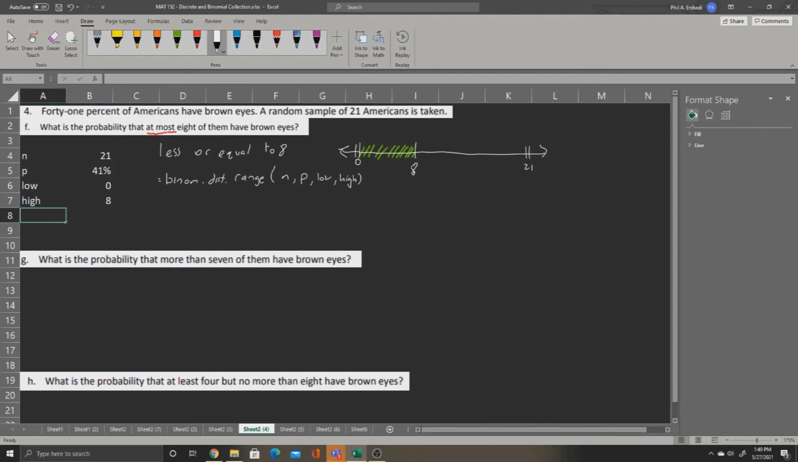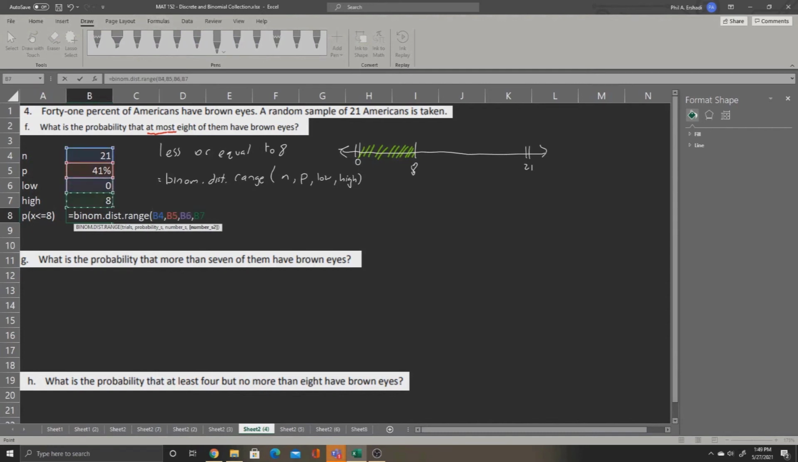Now, to find the probability of being less than or equal to 8, we say equals binom.dist.range, click the n, comma, p, comma, low, comma, high. And when we press enter, we get 0.48603.